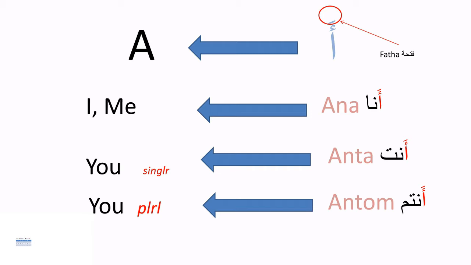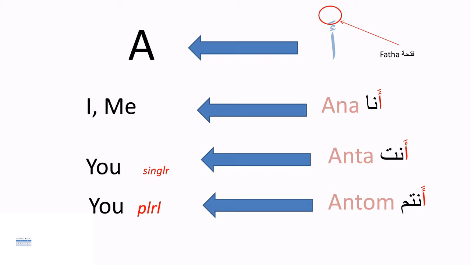You remember I told you that hamza is the one responsible for making the sound a in the harf al-alif, in the letter alif. But this is not exactly right, because a can be u and it can be e, depending on what's above that hamza. So this haraka, called fatha, is responsible for making different sounds. The sound can be a or u or e. So in this example, it was a because we put fatha, like ana, anta, and antum.